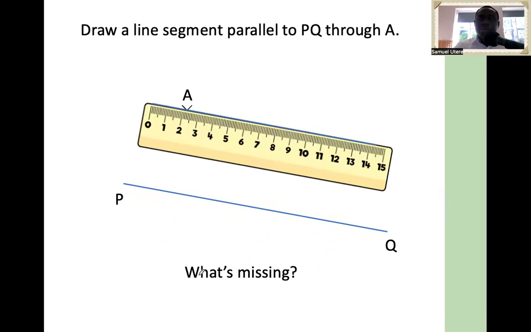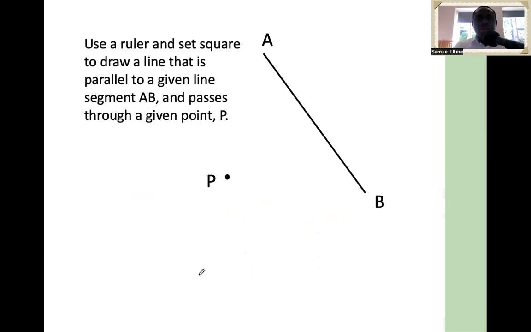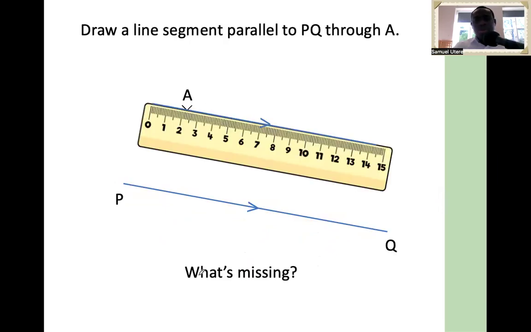But something is missing, isn't it? We have not included the parallel line notation. We should also know that this isn't perfect, because who knows how much your hand may have moved slightly, so you may not have a really good or effective parallel line segment that is parallel to line PQ and that passes through point A.